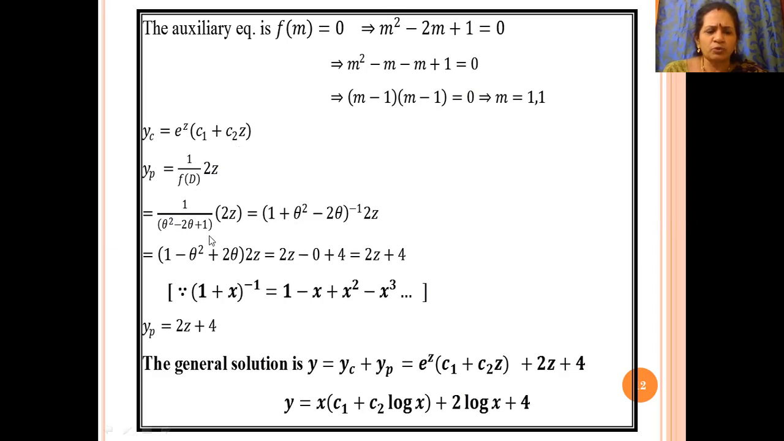Now, if we substitute D, that is, 2 here, directly, what will we get? 2 square minus 2 into 2, that is 4 minus 4, which is 0. But it is not in the exponential form, no? It is not in the exponential form.